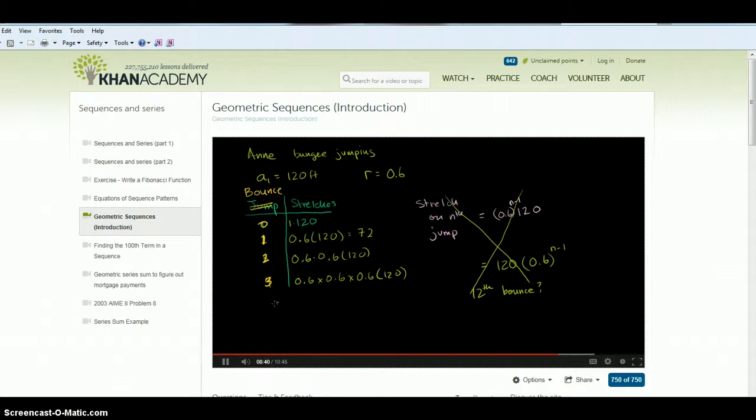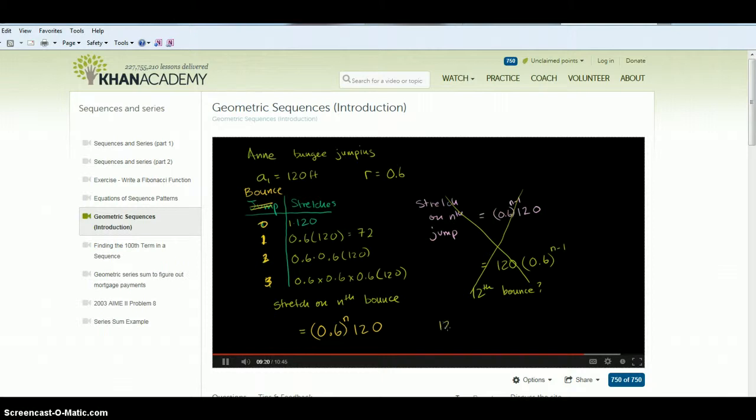Because if you said the stretch on the nth bounce, then the formula just becomes 0.6 to the n times 120. On the 0th bounce, that was our original stretch: you get 0.6 to the 0, that's 1, times 120. On the first bounce, you have 0.6 to the 1, which is 0.6 times the previous stretch, or the previous bounce. So this has it in terms of bounces, which I think is what the questioner wants us to do.